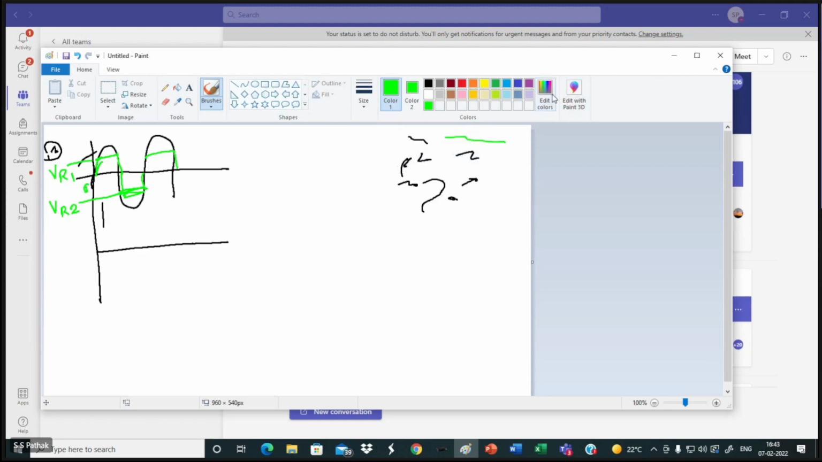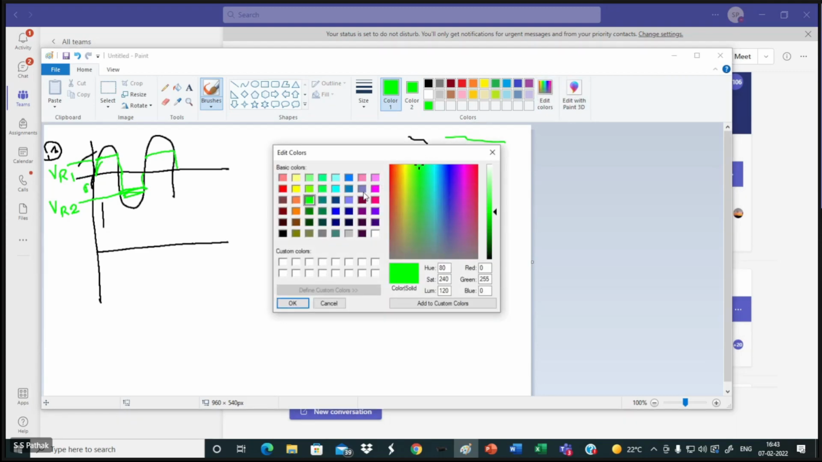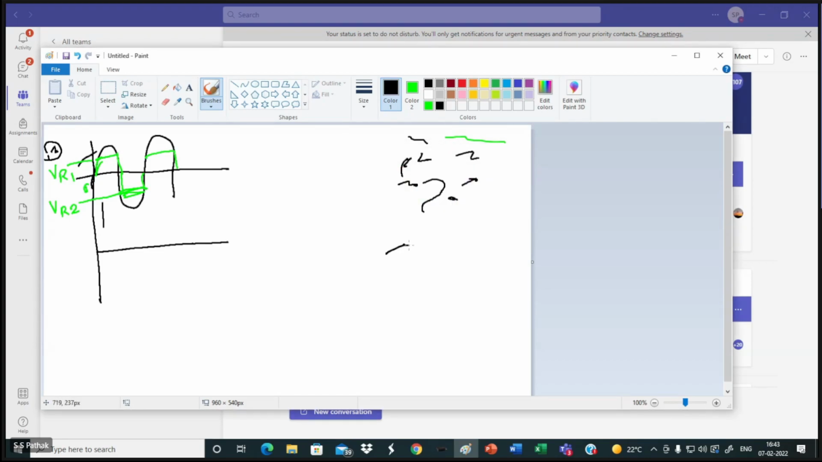Edit the color. I think I have to go by that. Black color. Okay, add to custom colors. Okay, now it's okay.